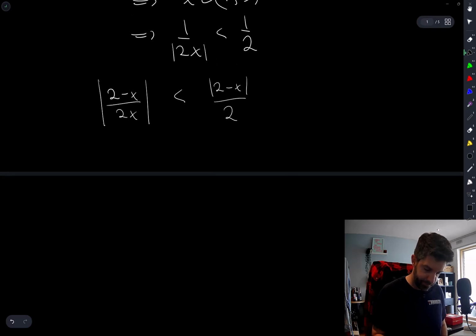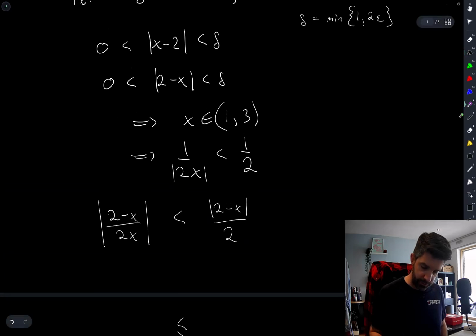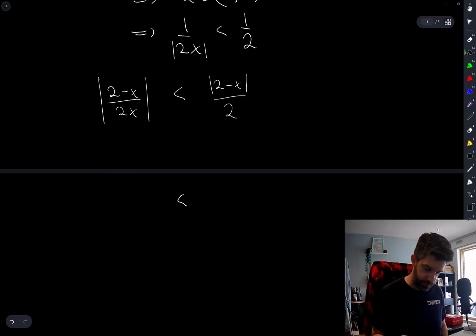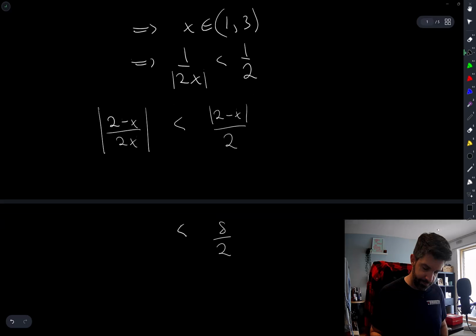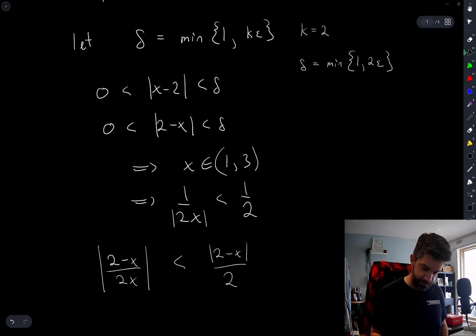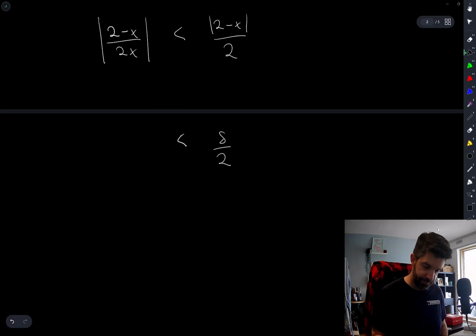Okay, so since 2 minus x is less than delta, I can replace that with delta over 2. But delta is the minimum of these two numbers. So in particular, delta is less than or equal to 2 epsilon. And I end up with that string of inequalities.